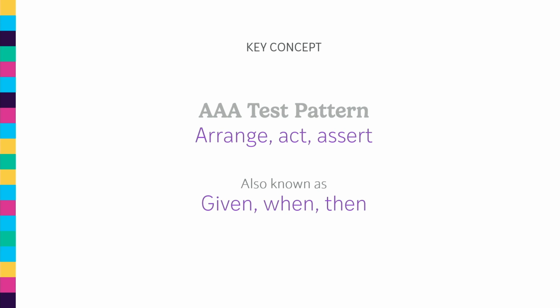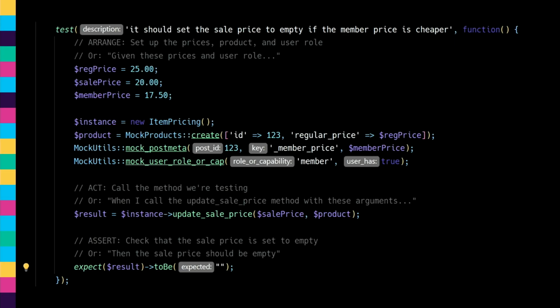Which brings me to my next concept of the day, just shoehorning in these theory bits for you very quickly: the AAA test pattern. So arrange, act, assert, also known as given, when, and then. It's just a way of structuring your test case so it's nice and clear the steps that are happening. So this is the same test case again, just with different comments on it.